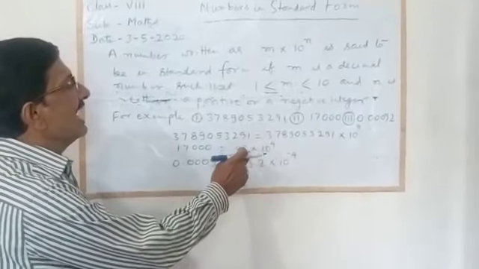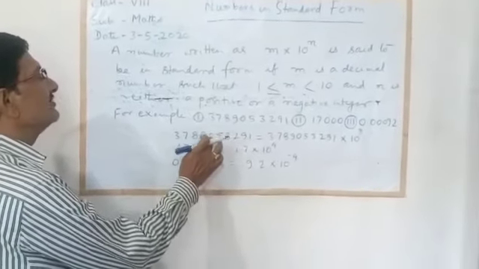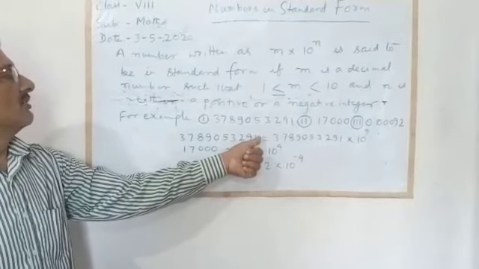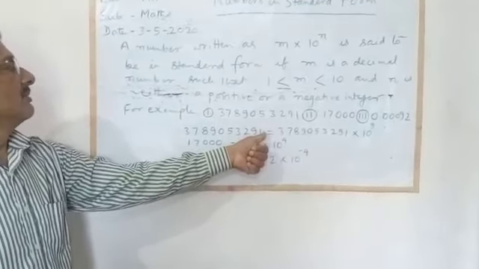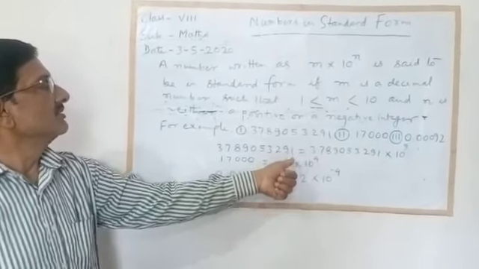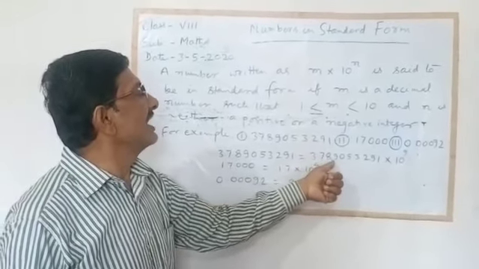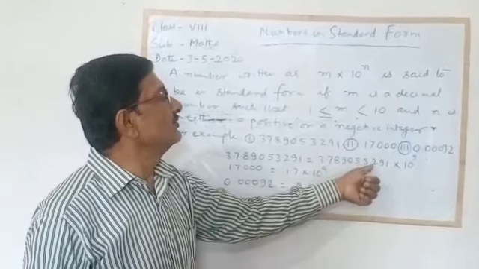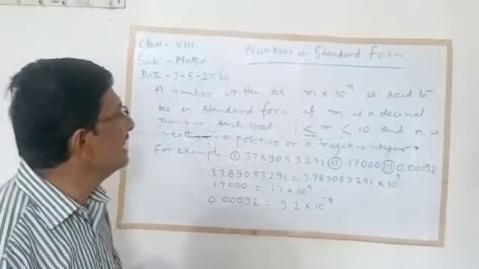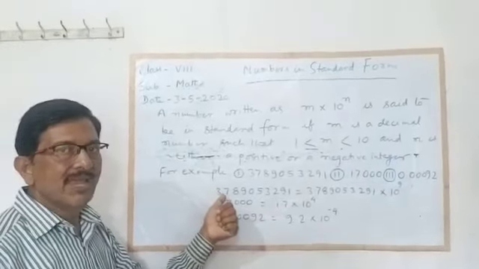How many numbers do we have to go behind? 1, 2, 3, 4, 5, 6, 7, 8, 9. We have to put the decimal 9 digits behind this number. So that will be equal to 3.789053291 into 10 to the power 9, because we have shifted the decimal 9 digits back.